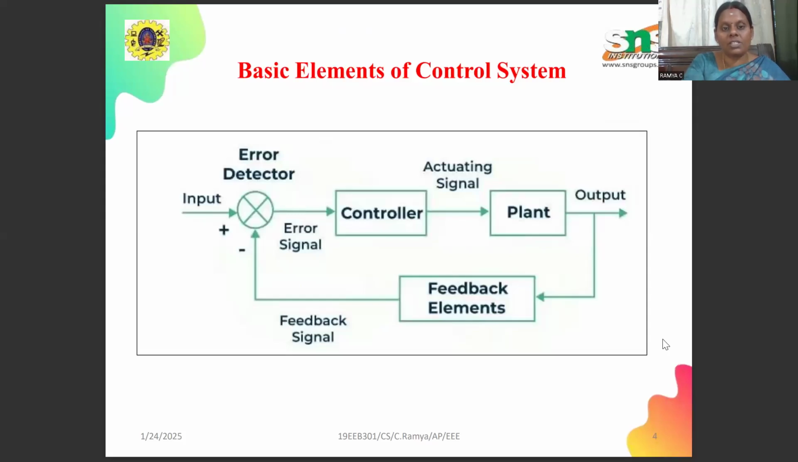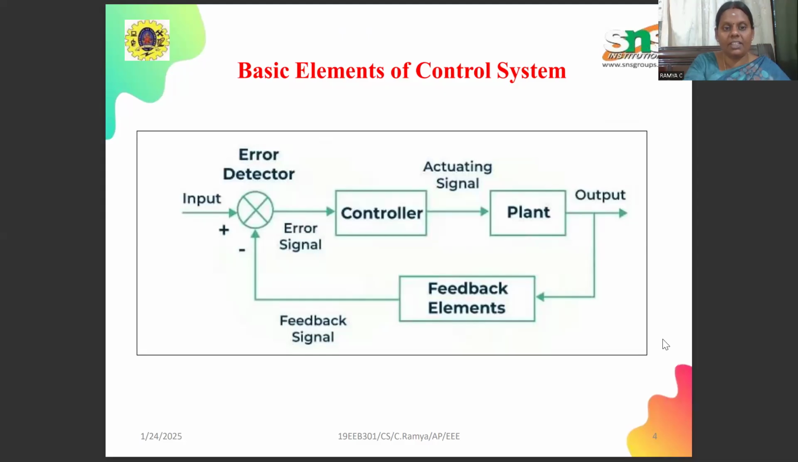Now we are going to discuss the basic elements of the control system. So what are all the elements present in the control system? First, we have the input, and that will be given to the error detector. Then we have the controller, actuating signal, plant, and feedback element. Let me explain it step by step.